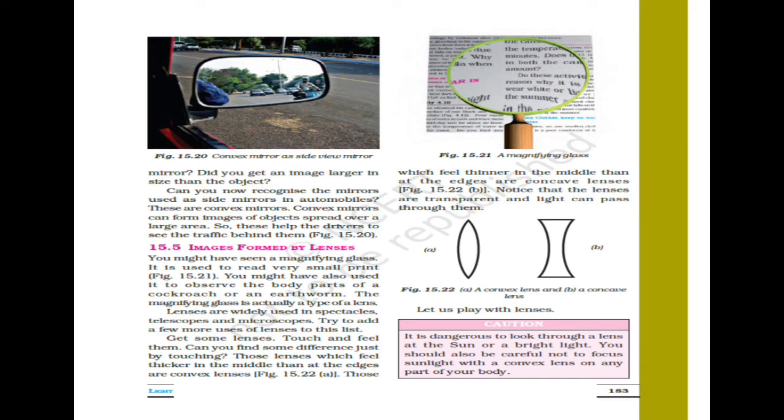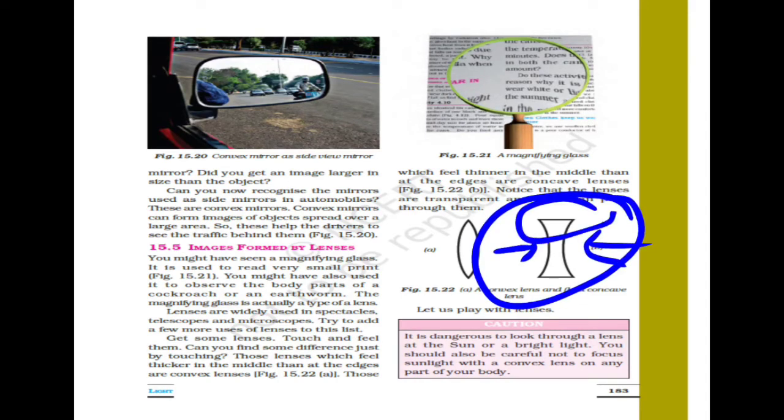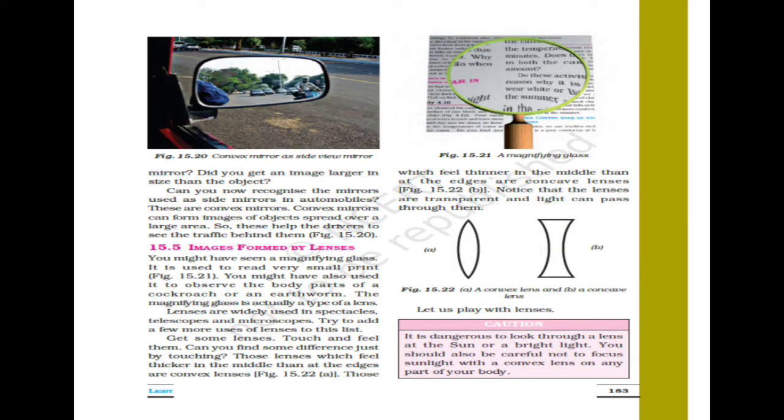Now underline this line also: those which feel thinner in the middle than at the edges are concave lenses. So which are the concave lenses? Those lenses which are thinner in the middle and thicker at the edges, and those types of lenses are called concave lenses. You can see here in this figure, the middle portion is thinner compared to the edges. So this is the difference between a concave lens and a convex lens.